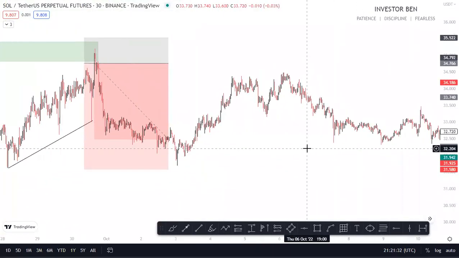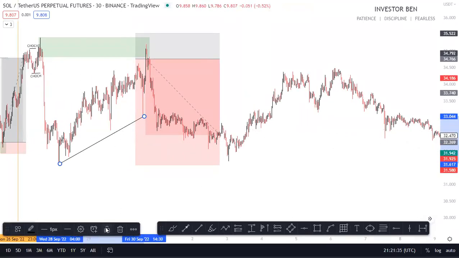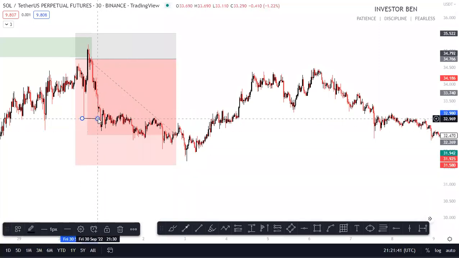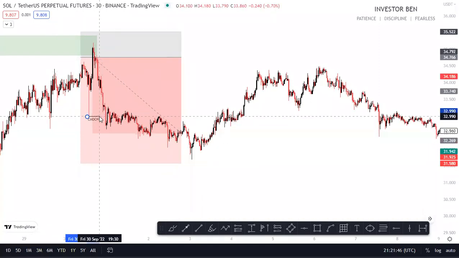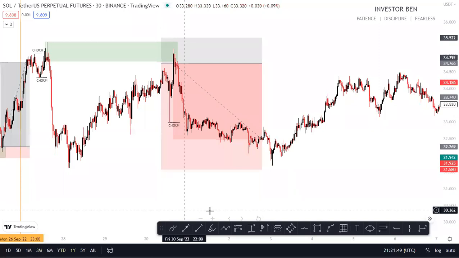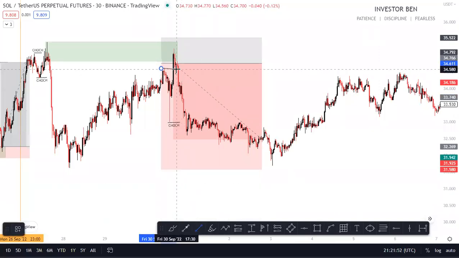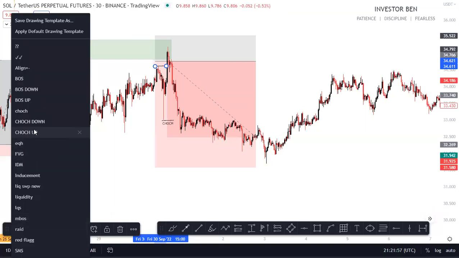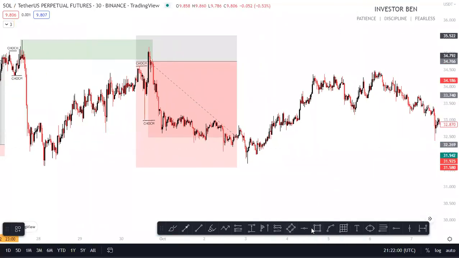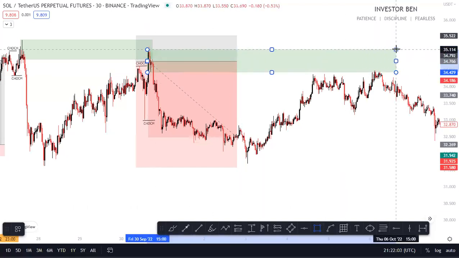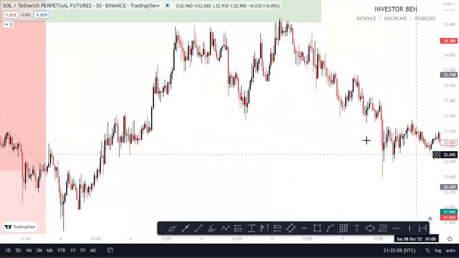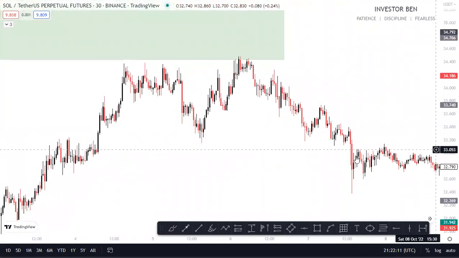We started selling to the downside. Here is a minor change of character. Here is another minor change of character, right? You won't be able to see this one clearly. Here is a change of character, another one, a change of character to the downside, a confirmation, right? This is a change of character there, a change of character at this point, and you have your valid supply zone at this point, right?